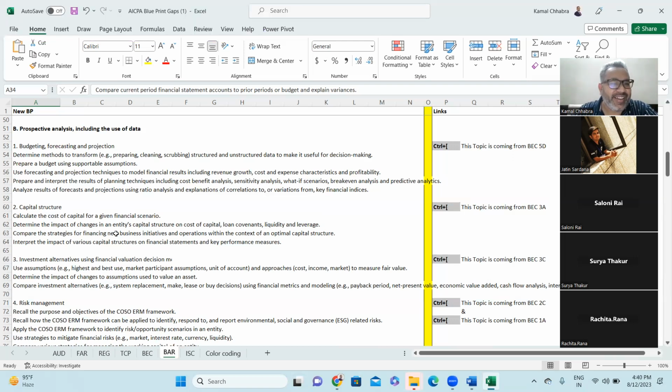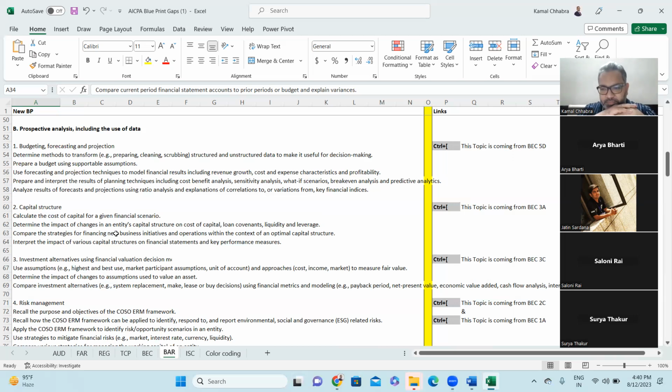Yes. Okay, so the next topic which we have is the prospective analysis, including use of data, that means data analytics. In that, we'll be understanding budgeting, forecasting, and projections. Have you heard these terms before? Budgeting, forecasting, projections. Yes.